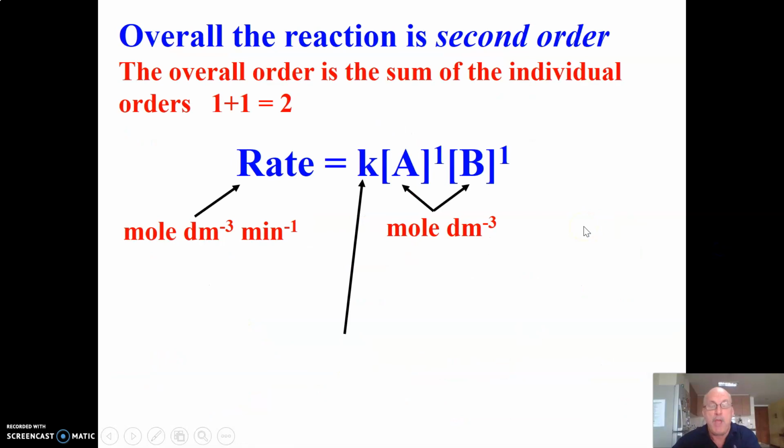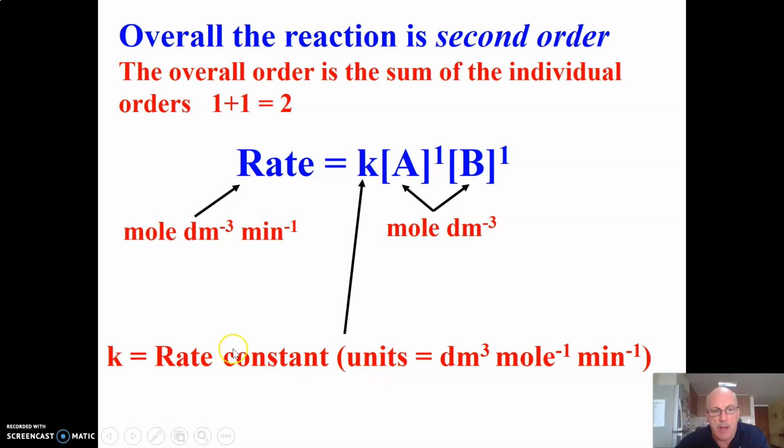Okay, now then, here is the rate law. You know that this is moles per dm cubed per minute. You know that each of these are moles per dm cubed. Pause the video now and work out the unit for K in this second order reaction. Okay, I hope you've worked out that the rate constant must have units of dm cubed per mole per time.